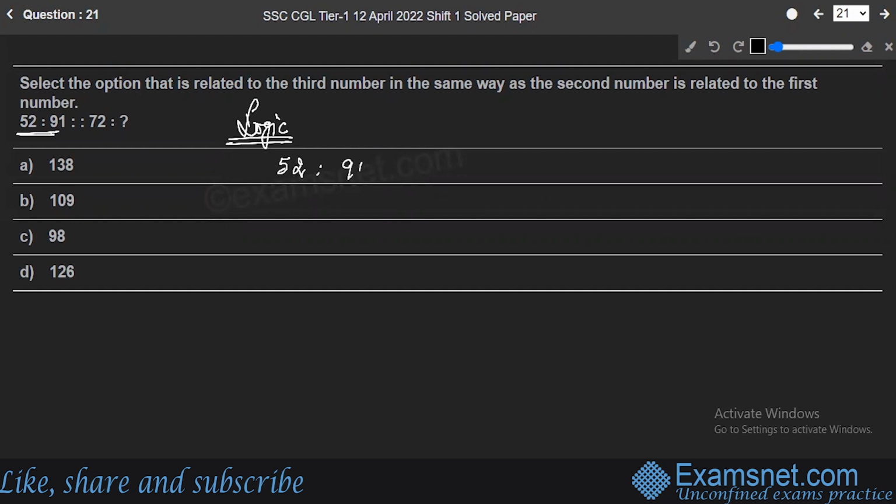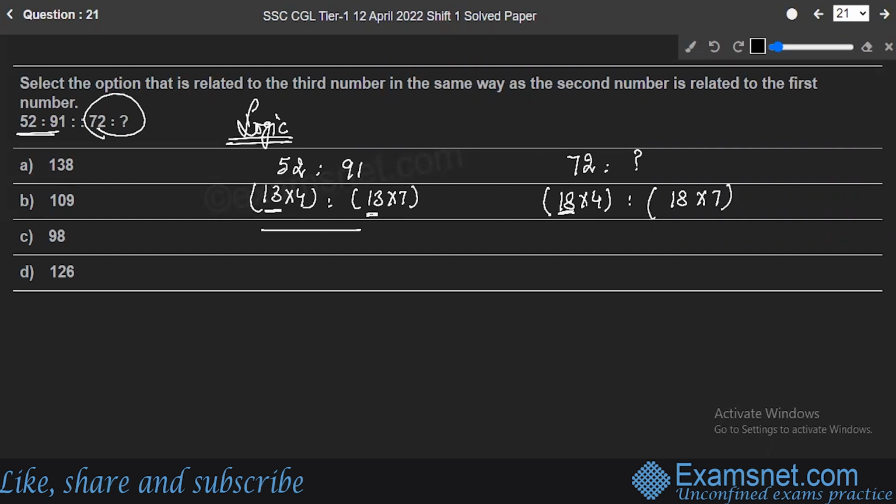52 is to 91. 52, if I'm looking at this, is 13 fours and 91 is actually 13 sevens. So that means this number into 4 and the same number into 7. So you have to find out the logic for 72 is to which number. See, if I'm saying 18 fours are 72, so that means I got this thing, right? The next one will be 18 sevens. If I'm following the same logic, which is in this part, the same logic is in this part. So this is 18 sevens. What is 18 sevens equal to?